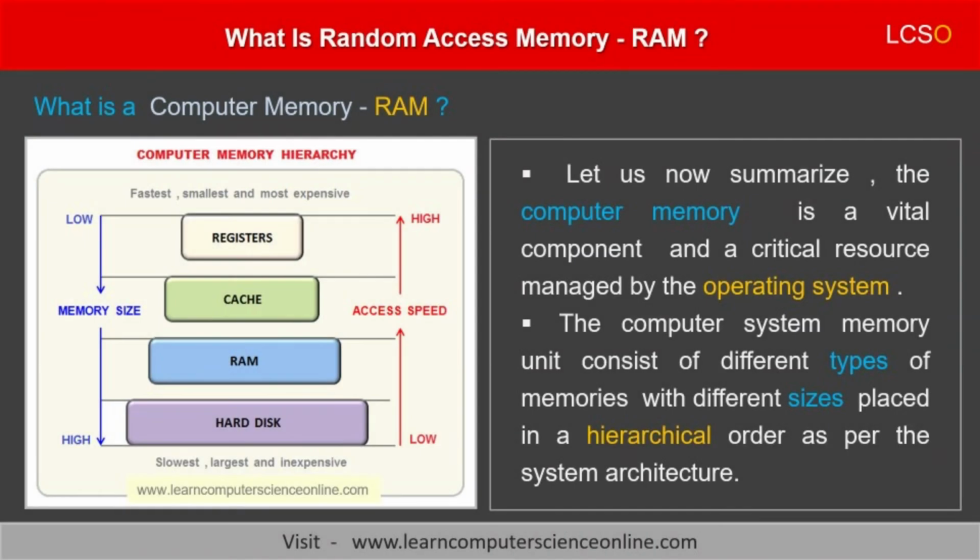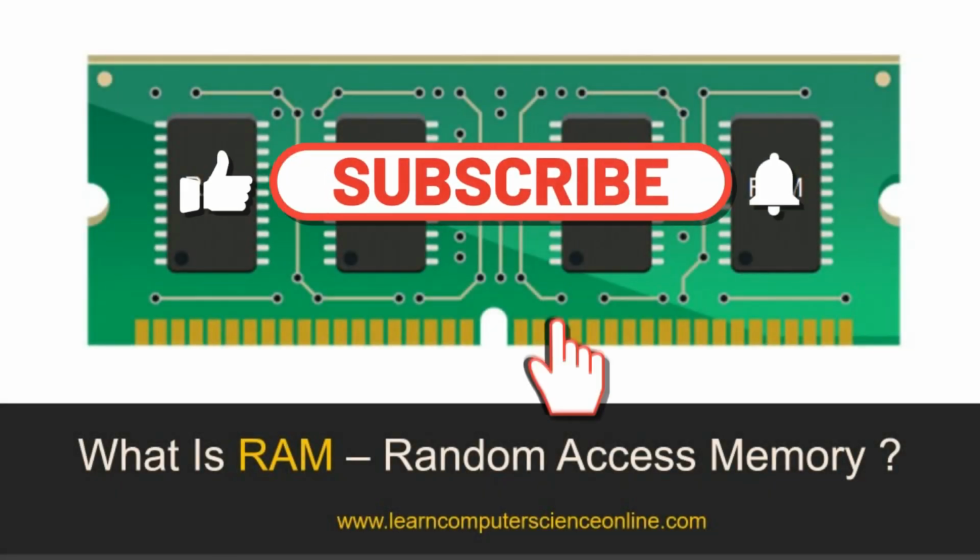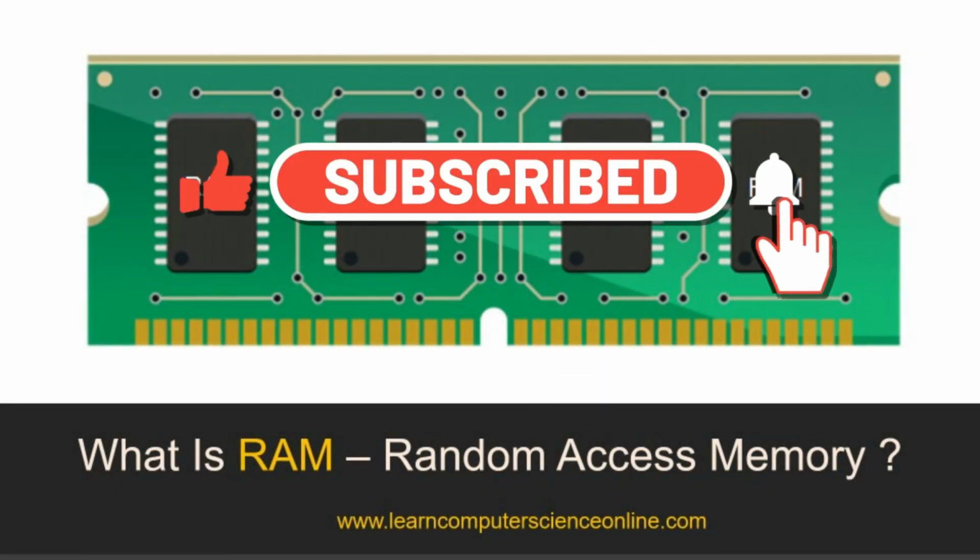Let us now summarize. The computer memory RAM is a vital component and a critical resource managed by the operating system. The computer system memory unit consists of different types of memories, with different sizes, placed in a hierarchical order as per the system architecture. That brings to the end of this tutorial on what is a random access memory.